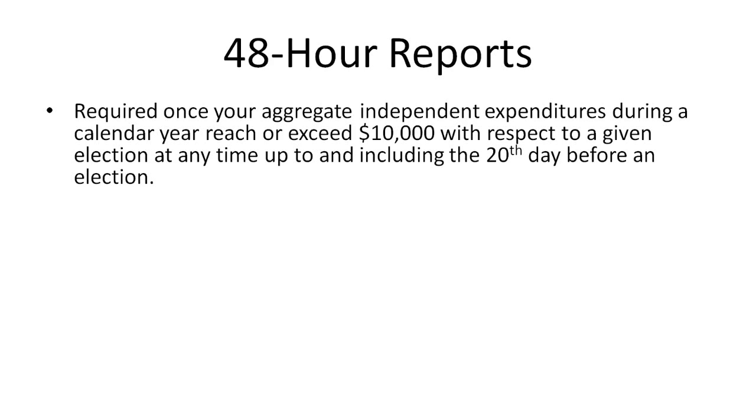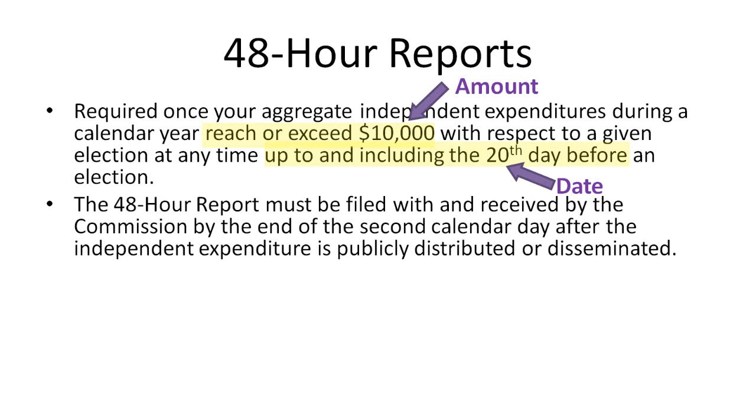The 48-hour reporting period covers any independent expenditure disseminated or publicly distributed at any time up to and including the 20th day before an election. Here we've highlighted the two factors for whether you'll need to file a 48-hour report: amount and dissemination date. The 48-hour independent expenditure report must be filed with and received by the Commission by the end of the second calendar day after the independent expenditure communication is publicly disseminated, which is why they're called 48-hour reports.